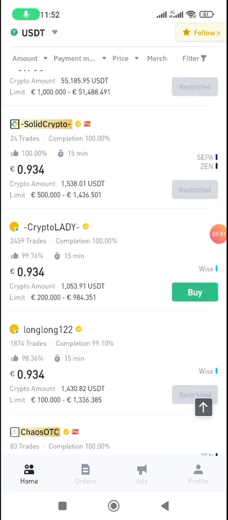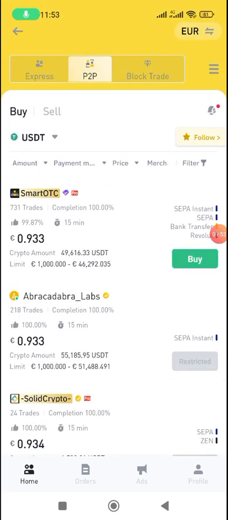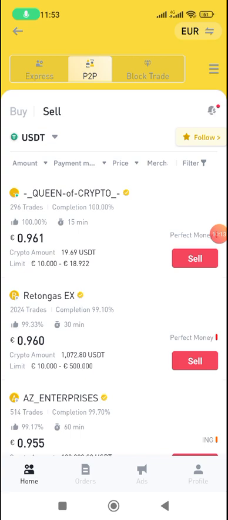Okay, so let's say now you're going to be checking for the rate. So let's say you want to sell USDT to get euros. Now you have 1084 USDT. So let's say you are selling, if you want to buy USDT, you click here. But now you are selling your USDT to get euros.